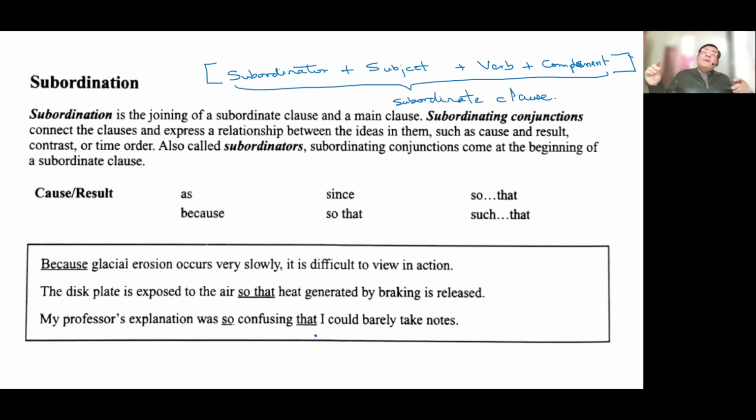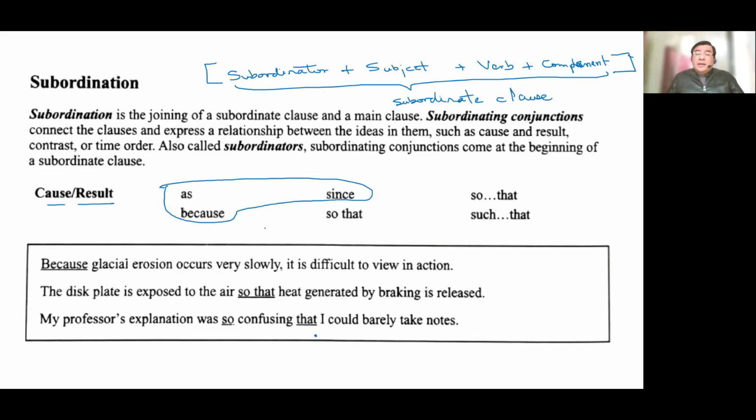And all this is what we call the subordinate clause. So usually when you have an independent clause with its subject, conjugated verb, and complement, by just placing that subordinator before the independent clause, you turn it into a subordinate clause. For example, we have subordinators for cause and result. To express cause or reason, we have this trio with a very similar meaning in English, right? For example, because glacial erosion occurs very slowly, it is difficult to view in action.